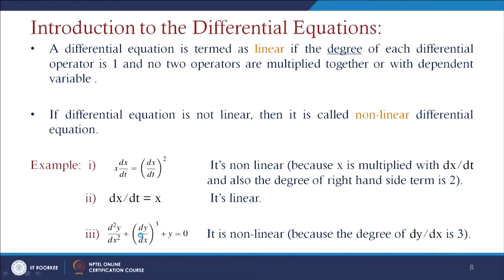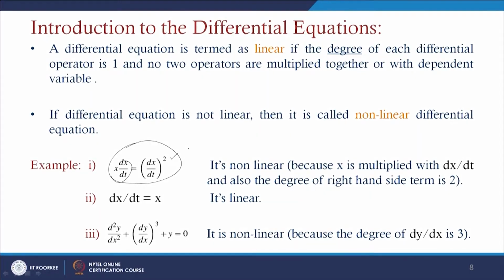Then we can just say that it is a linear equation. To explain these factors, if you write a differential equation as x dx/dt equals (dx/dt) whole squared, you can see that x is multiplied with the dx/dt term, and also the degree of the dx/dt term is 2 there. So, that is why we can say that it is a nonlinear equation.